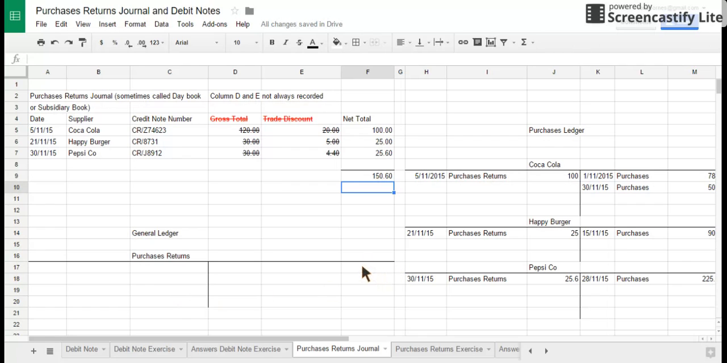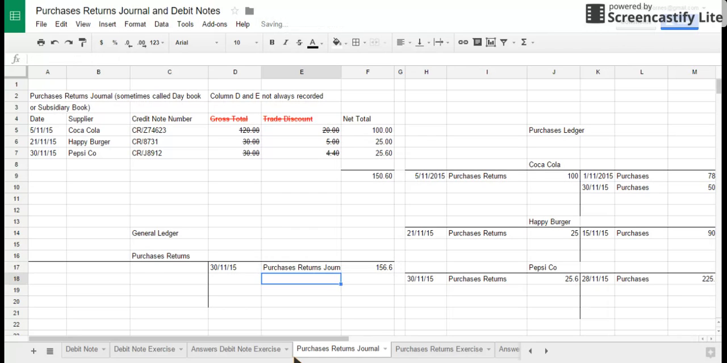$50.60, and that's going to go on the credit side because it's reducing our purchases, which are a debit, or we can also think of it as we're actually losing goods and therefore losing an asset. We do that on the last day of the month, so in this case 30th November 2015, and that's come from the purchases returns journal. So we'll put in there the reference to purchases returns journal.